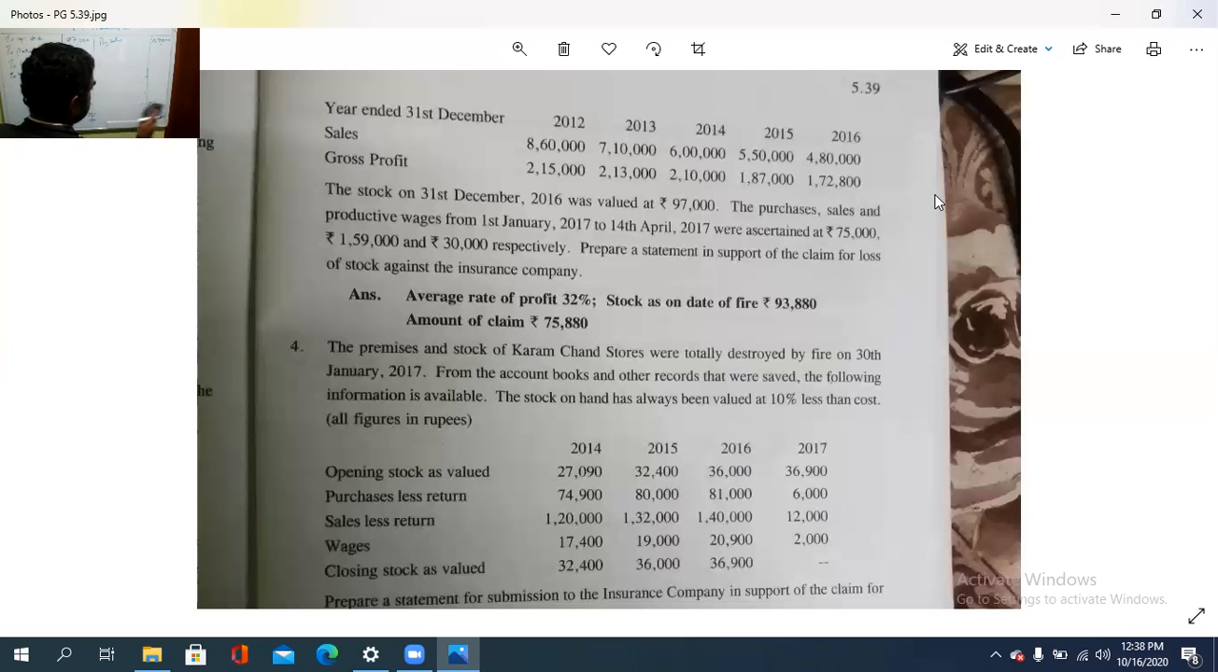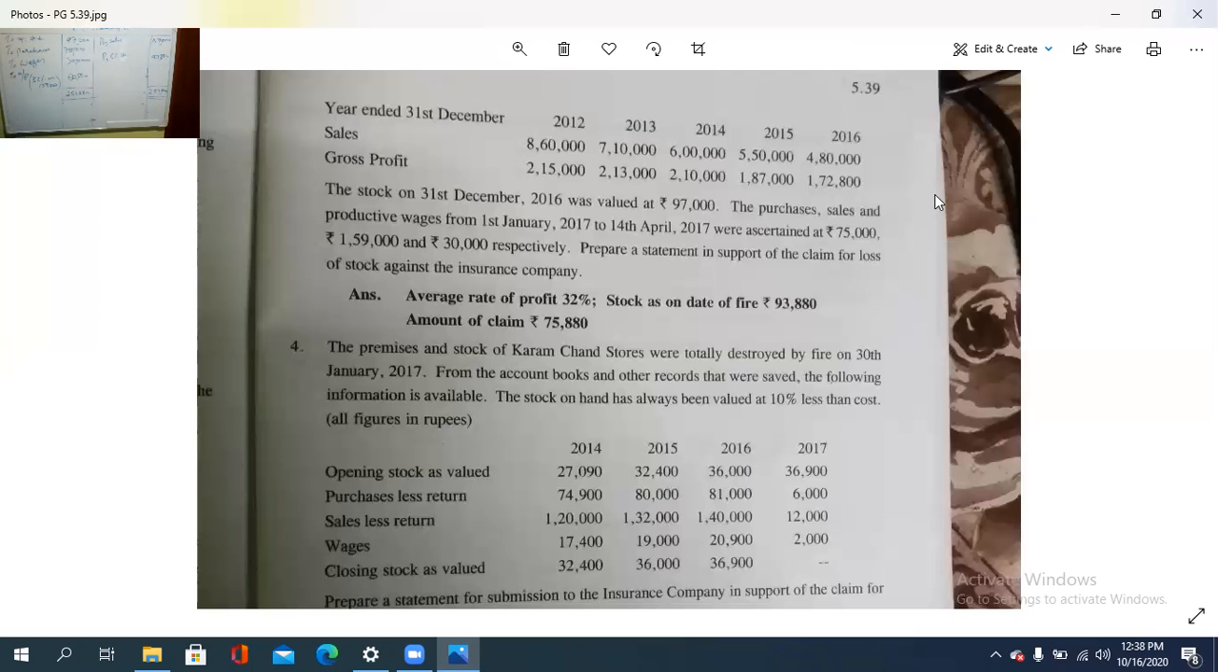Then take the total of this. So how much it is? 50,880 plus 30,000 plus 75,000 plus 97,000. It is 2,52,880. 2,52,880 minus 1,59,000. So it is the closing stock. It is 93,880. Clear?